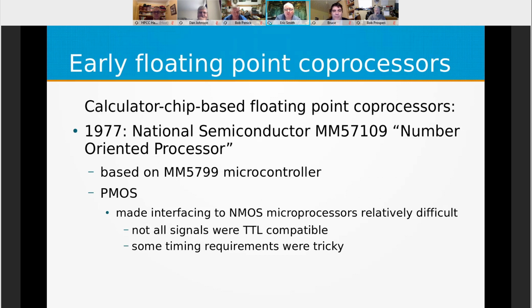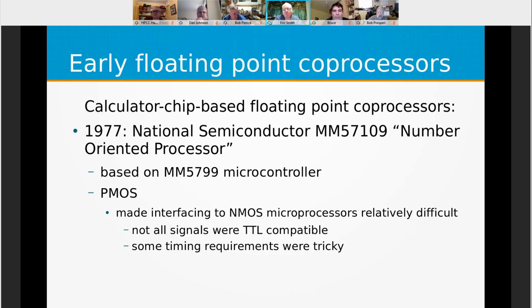PMOS also runs on different voltages than more modern processes. So mainstream microprocessors at that time, like the 8080 or Z80 or 6502, were NMOS. And NMOS was mostly TTL compatible, and PMOS chips tended to only be partially TTL compatible, if at all. So interfacing was a little bit more complicated. And also because it was fairly crude early technology, some of the timing requirements were difficult to meet.